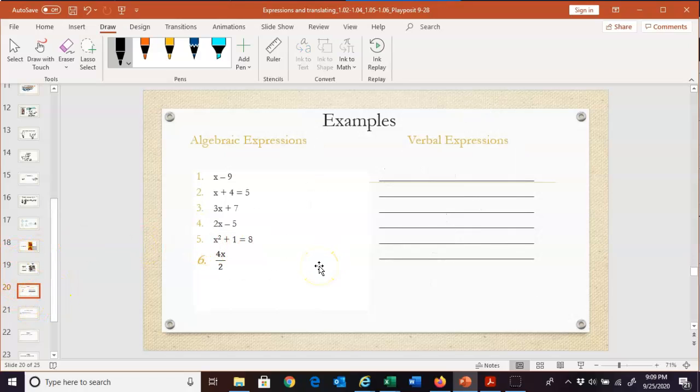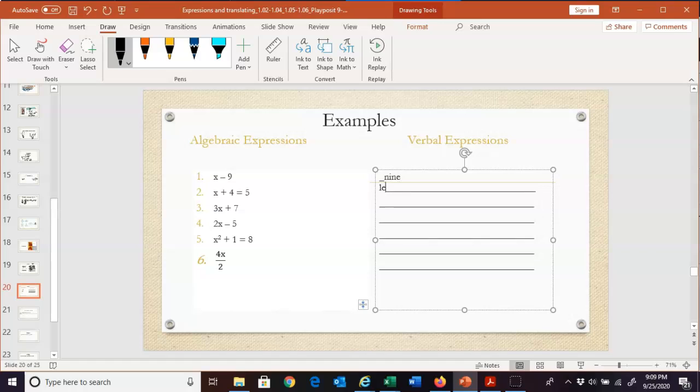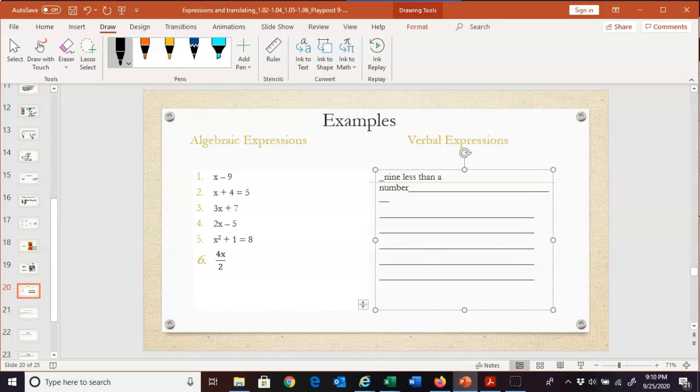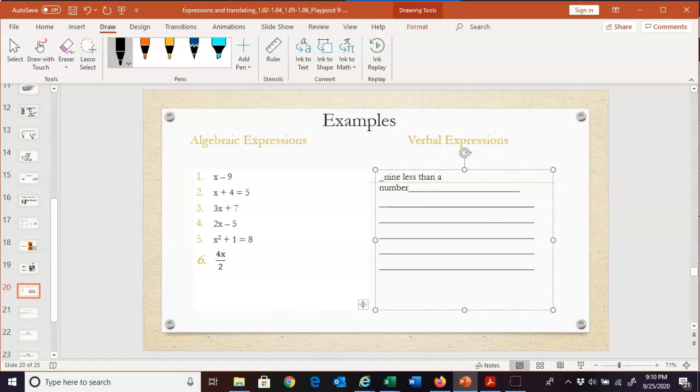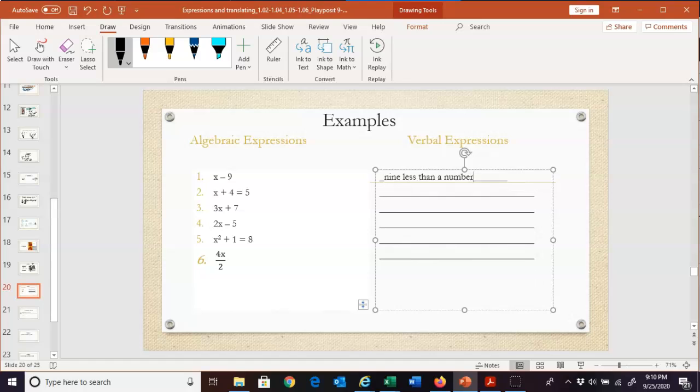Here we go. So this time we're going to go the opposite direction. Now these can vary greatly. So it kind of just depends what words you want to use. And I think I'm going to type these if I can. So we could say 9 less than a number. That would work. Right? That's definitely going to be the more complicated way to write that. You could say a number minus 9.